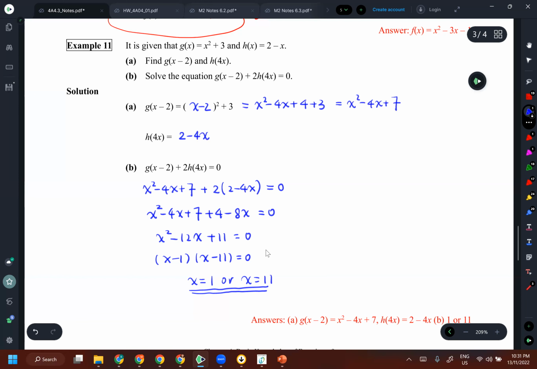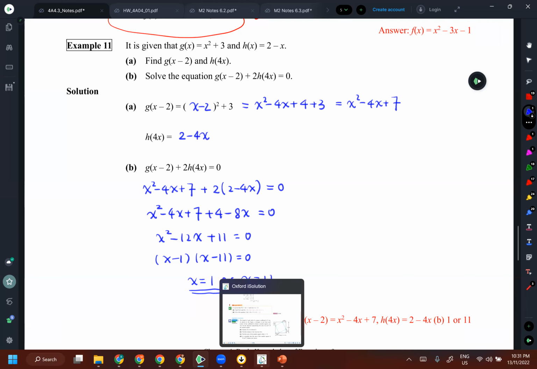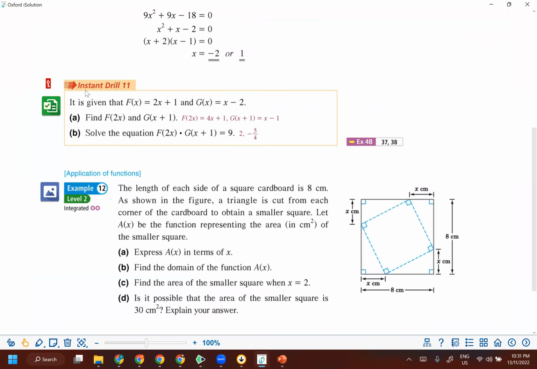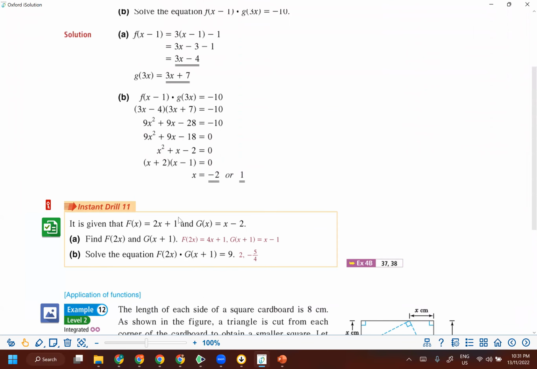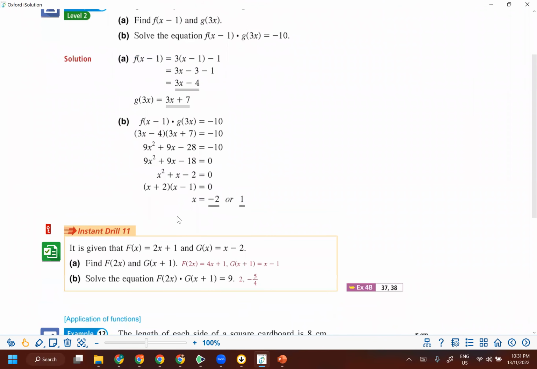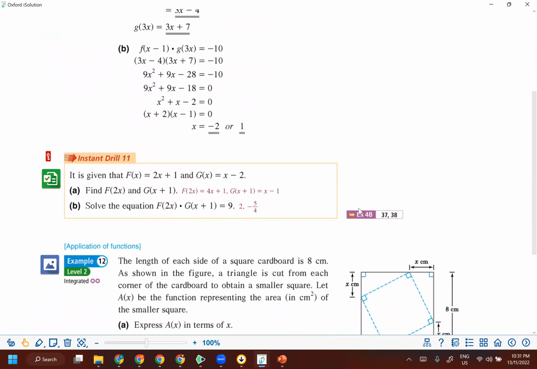You can pause the video because we're going to do an exercise from the textbook. Page 22, instant drill 11. Now you are finished. Look at the answer.